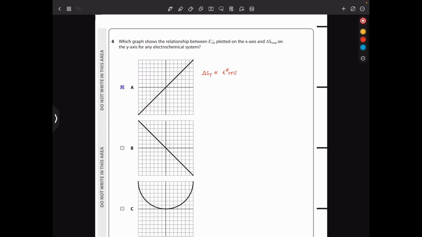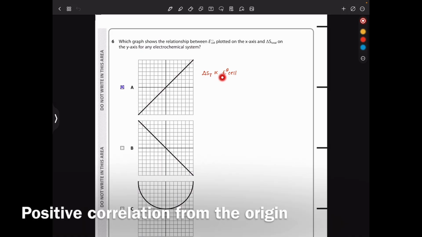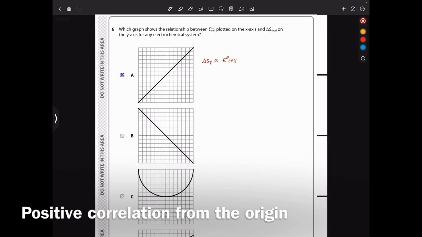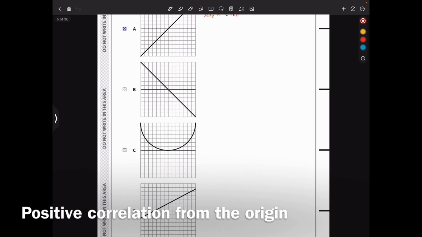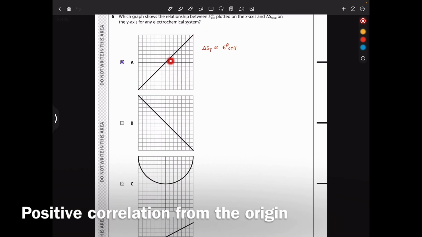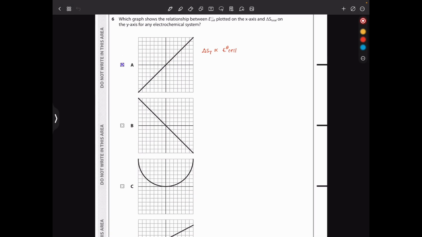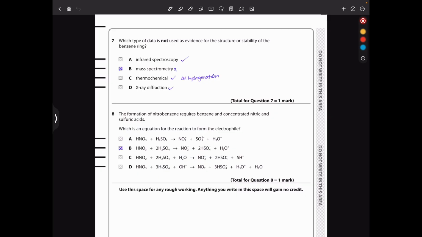In question 6, which graph shows the relationship between the E theta plotted on the x-axis and the S total on the y-axis for any electrochemical cell? We know that the S total is proportional to E theta for the cell, so any graph showing a positive correlation or a positive relationship is going to be correct. And if we compare all the possible results here, we can see this is suitable, so the answer should be A. It shows a positive direct relationship between the two, so that should be the answer.